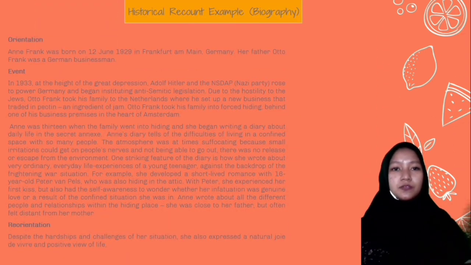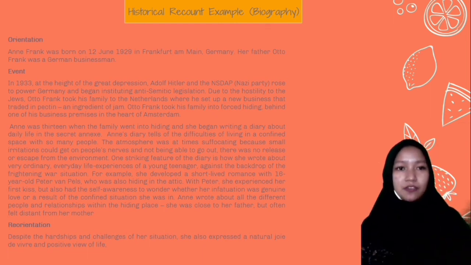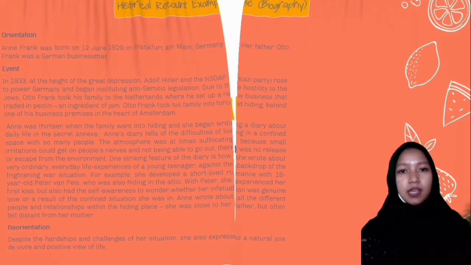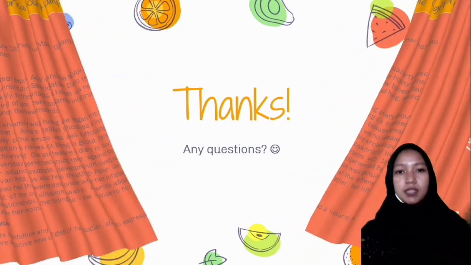Okay, so for historical recount text, we are going to talk about Anne Frank's biography. So that's why I provided you that picture before. So yeah, you can read the text. If you have read the text, you can see that I have provided you with the parts of the orientation, the events, and the reorientation of the biography. So basically that's all for me. If you have any questions, you may ask.